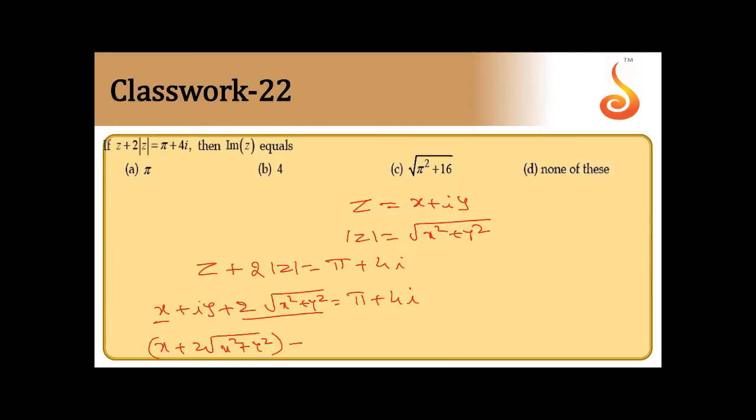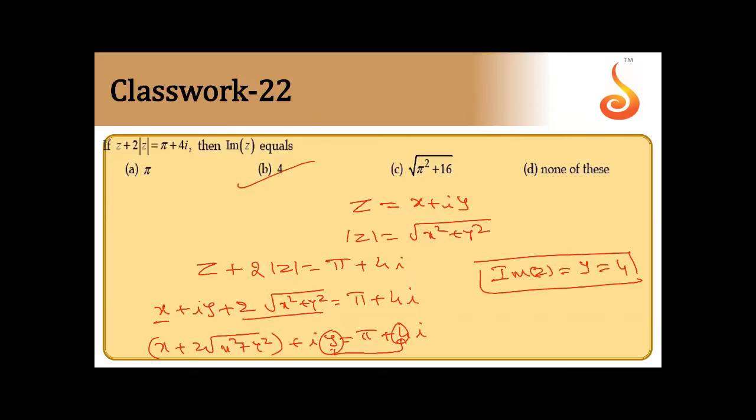Plus iy equals pi plus 4i. You want the imaginary part. What is the imaginary part? On the left side, the imaginary part is the y value. Y equal to 4 is the answer here. So the imaginary part of z is y, and by comparing the imaginary part, y equals 4. Option B is the right answer.